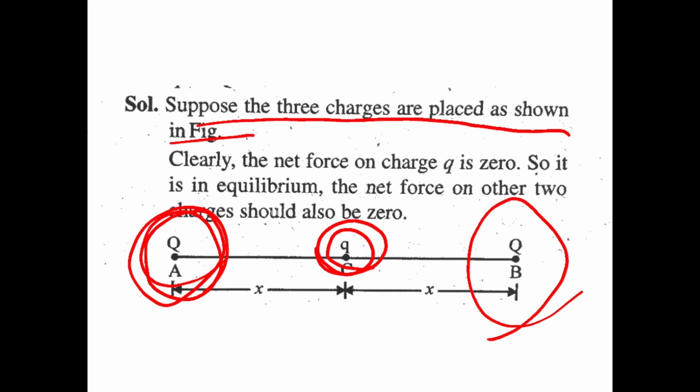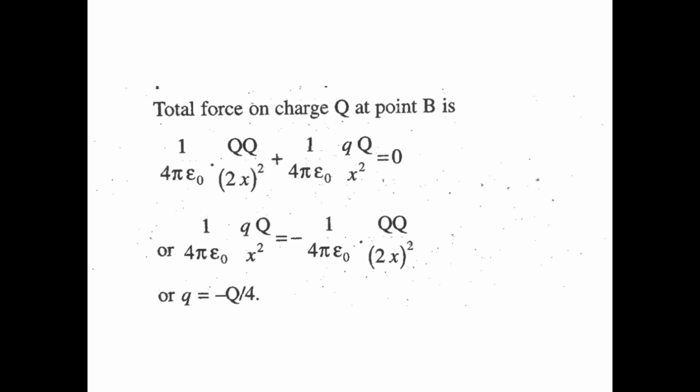Clear, the net force on charge Q is 0. Here the net force is 0, so it is in equilibrium. The net force on the two charges will be 0. Okay, total force on Q at B.